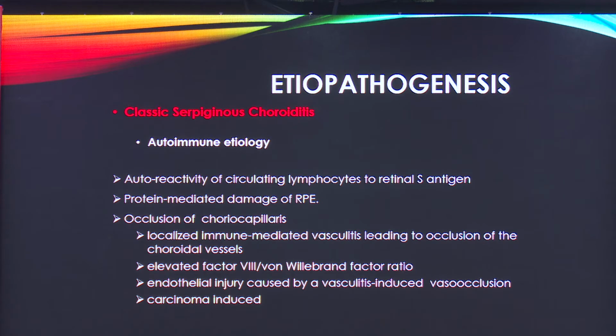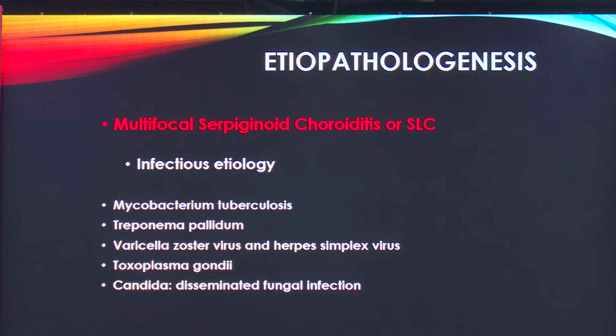If we talk about etiopathogenesis, in classic serpiginous, there is an underlying organ-specific autoimmunity, but the specific trigger for this localized ocular immune response remains unclear. In the multifocal or infective variety, most of the cases are associated with tuberculosis, but isolation of bacilli from these patients is a major challenge. Then second in line is syphilis, and then varicella zoster and herpes simplex virus have also been found to be causative factors.